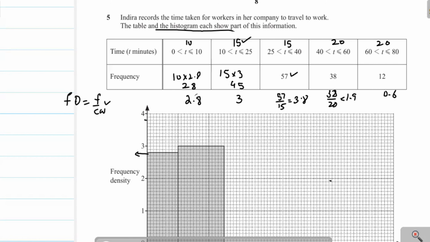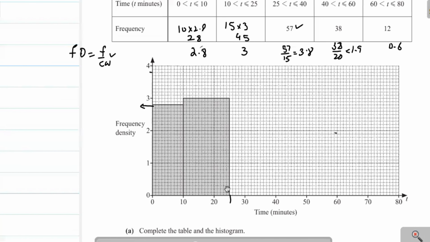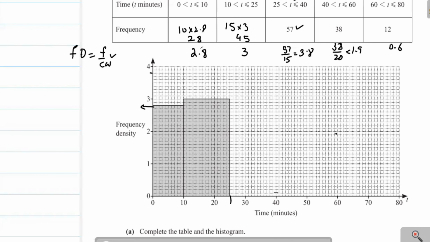Now we draw the bars. First we take the interval 25 to 40, and we draw the bar at the position of 3.8. We join these and we get the bar between 25 and 40 with frequency density 3.8. Next, the frequency density 1.9 is between 40 and 60. Now this line will be the 1.9, and this is 40 to 60.